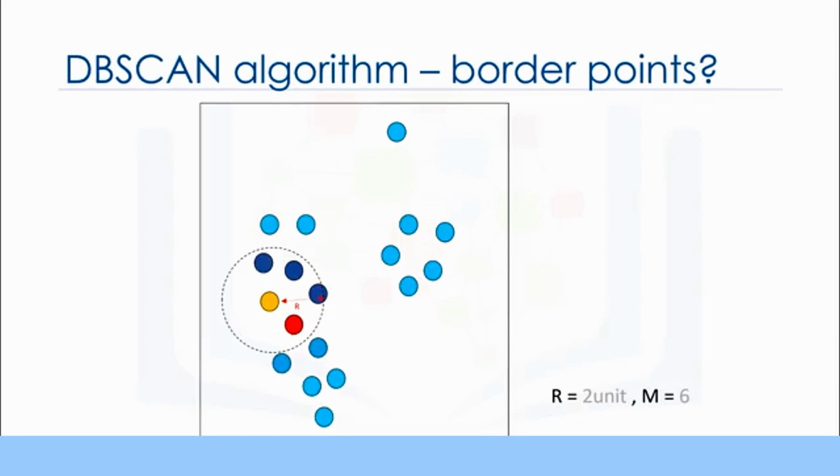Let's look at another point. Is this point a core point? No. As you can see, there are only 5 points in this neighborhood, including the yellow point. So what kind of point is this one? In fact, it is a border point. What is a border point? A data point is a border point if A, its neighborhood contains less than M data points, and B, it is reachable from some core point. Here, reachability means it is within our distance from a core point. It means that even though the yellow point is within the 2 centimeter neighborhood of the red point, it is not by itself a core point because it does not have at least 6 points in its neighborhood.